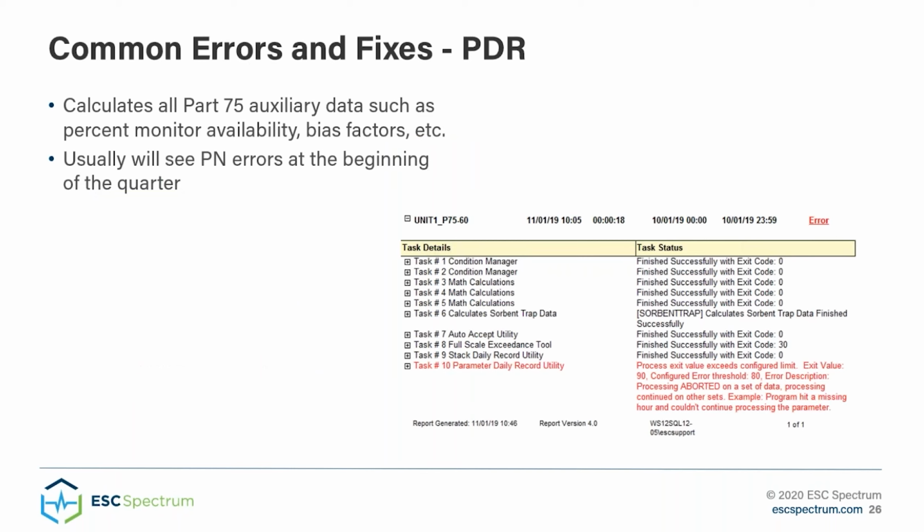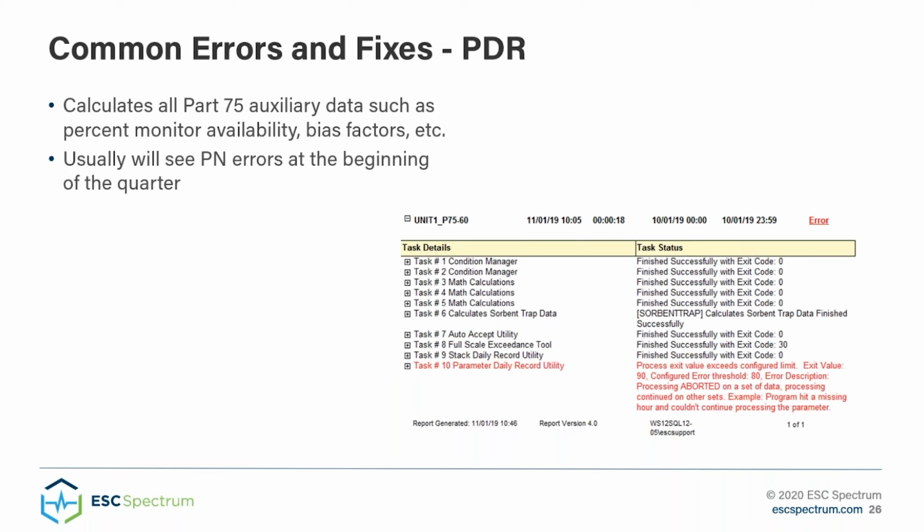So moving on to another error that's very common in what we see in support, which is with the parameter daily record task, the PDR task. This is another really important task. It calculates Part 75 auxiliary data, like PMA, percent monitor availability, or bias factors, et cetera. Helps validate different things with substitution. So this is a very important task.